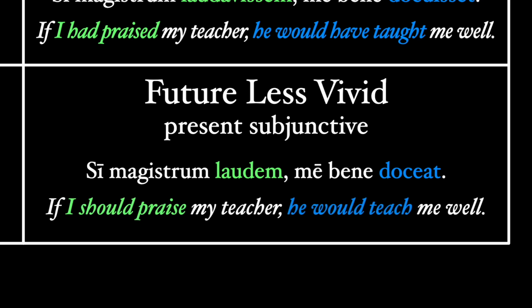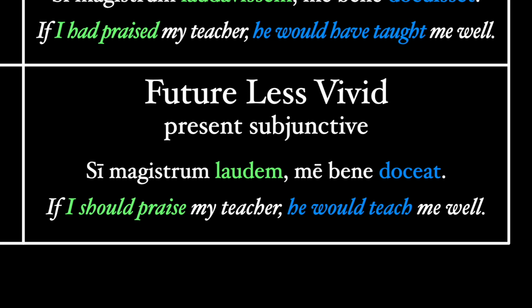If I should praise my teacher, and really I'm probably not going to, but if I should, then he would teach me well. Notice again our translation. The condition uses should, and the conclusion uses would. And because of this, the future less vivid is also known as the should-would condition.